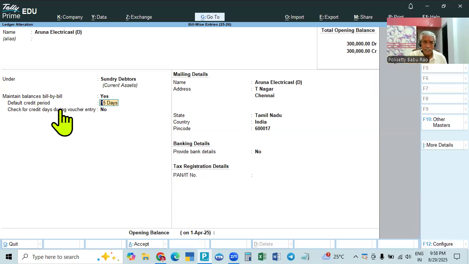The second option is check credit days during voucher entry. When you are selling the goods and entering the sales invoice, if any old, previous, outstanding bills have crossed the due dates, that is, are already overdue, it will show an alert: one bill, two bills, three bills, whatever it may be, the outstanding bills have exceeded the due dates. That default alert will be shown. But depending on the parties, we may continue.